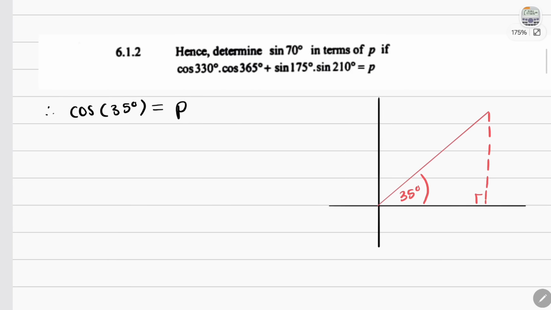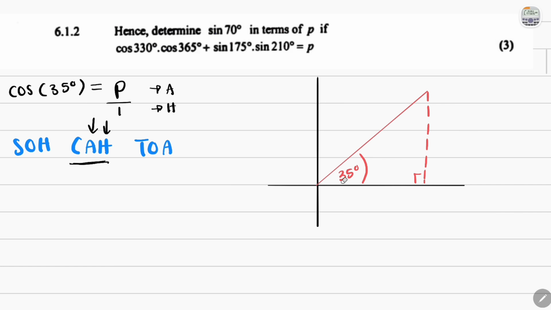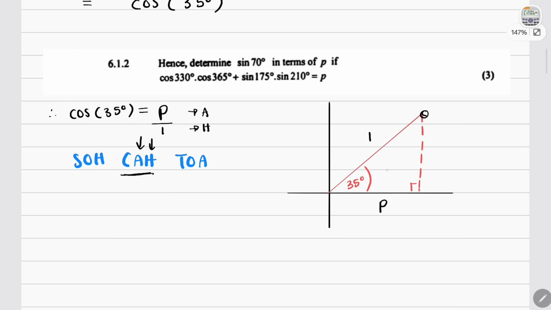That's what we have. So cos 35 degrees, using SOHCAHTOA, cos is the adjacent side over the hypotenuse. So this is p, it's adjacent over hypotenuse, meaning we have a denominator here. Since this is just p, the natural denominator is 1. This means p is the adjacent side and 1 is the hypotenuse. So here's 35 degrees, this is opposite, this is adjacent, so this is your p over here, and your hypotenuse is 1. All we need to find is the opposite side.